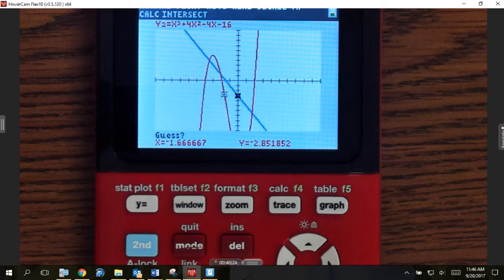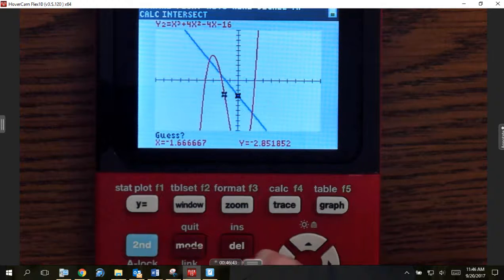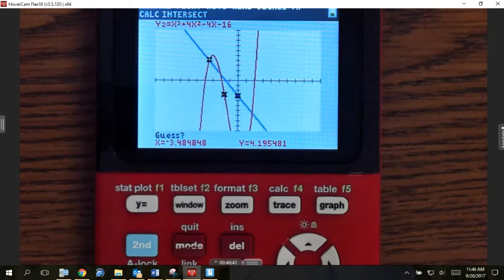Okay, after you hit first curve, second curve, do you see how it says guess? You have to tell your calculator which of the 3 it's going to find. I always like to go left to right so I don't miss any. So I'm going to go all the way to the left and use my arrow until I'm close to where those 2 cross on the left. So I'm going to go close to it. And if you don't do this next step, you're going to not have the right answer. You have to hit enter.